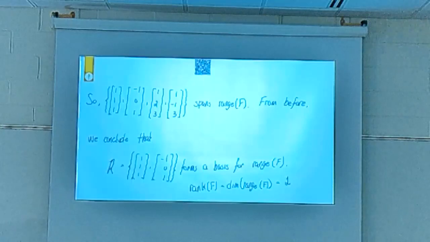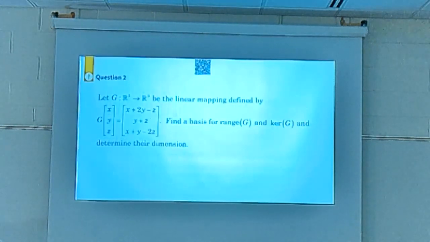Questions there? Finding range and kernel? Next, let's try it again. This time, we're dealing with the Lorentz operator, R3 to R3. We do the same thing: find a basis for the range and kernel, and determine their dimension.